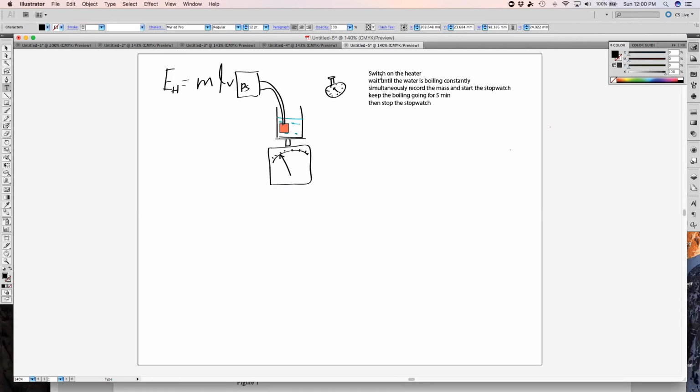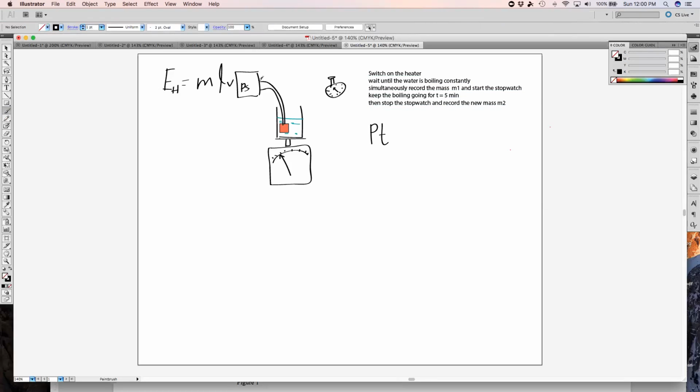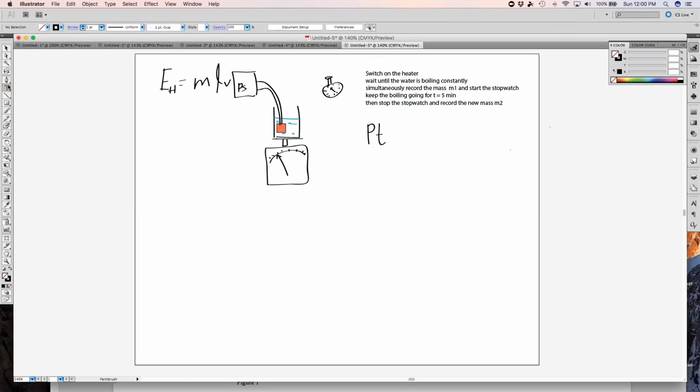You stop the stopwatch, and at the same time, simultaneously again, you record the mass. You record this initial mass, but you normally give it a symbol. You call it M1, and M2. And this will be T, time, for 5 minutes. Once you've done that, it's just a matter of putting everything into the equation. The equation is going to be P T, because we have the heater of known power P. I should put that in the method. Switch on the heater of known power P, right?